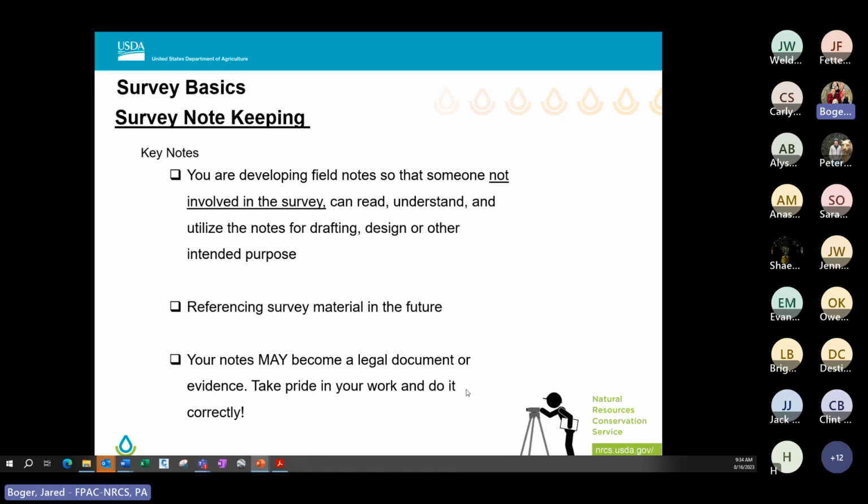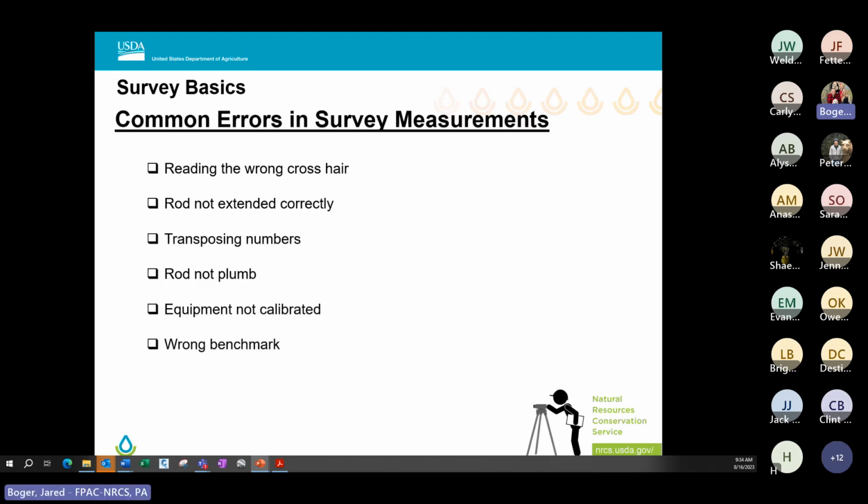I have never had this happen, but your notes may become a legal document. I've never had that happen to me, not to say it won't, but also take pride in your work and do it correctly. Here are a couple of common errors: reading the wrong crosshair, the rod not extended correctly, transposing numbers, rod not plumb, equipment not calibrated, and I've done it, I've read the wrong benchmark.